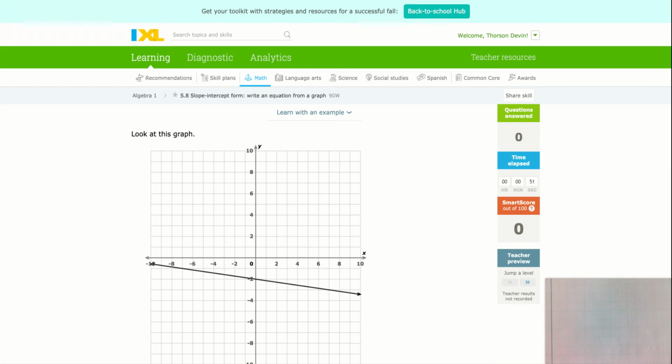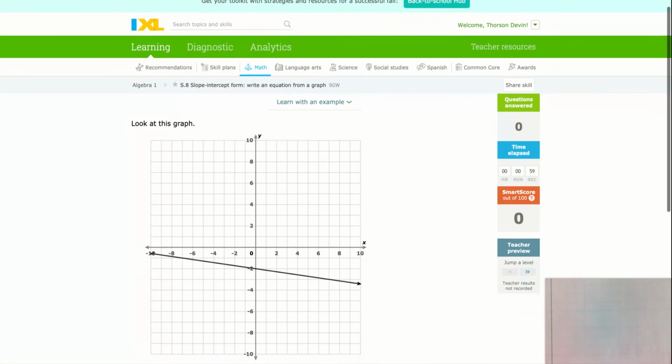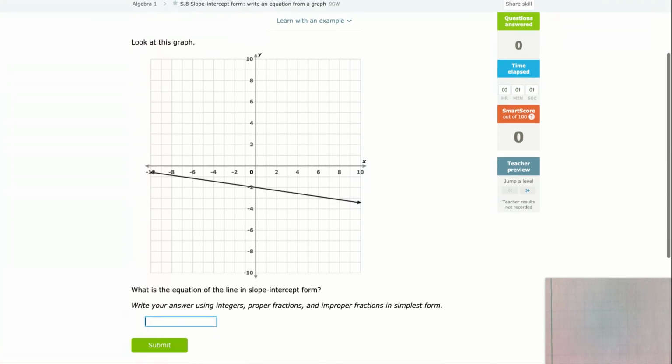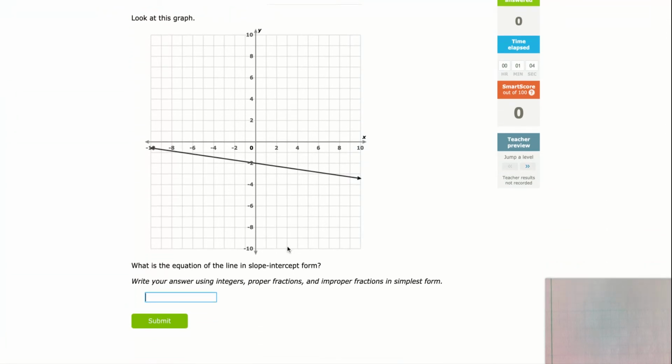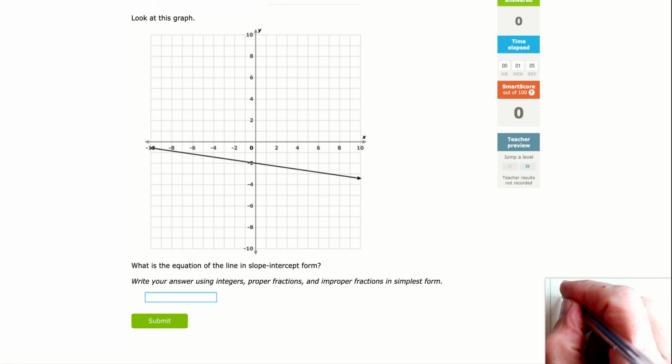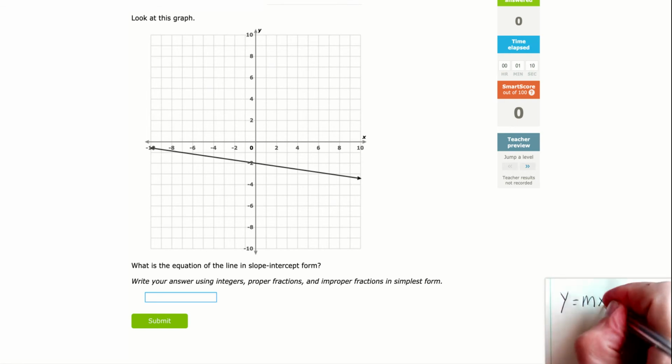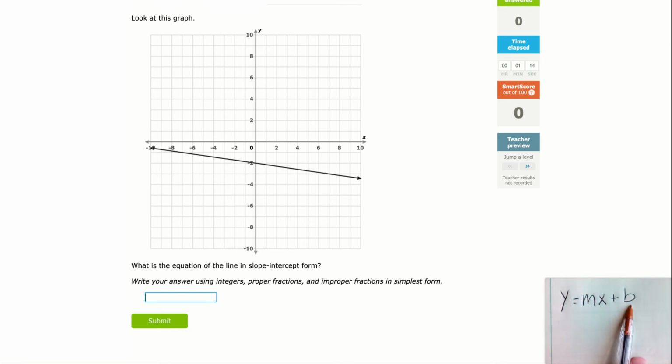Welcome. Today we're going to go the other direction from the last lesson, in the sense that we're going to be given the graph of a linear equation or linear function, and asked to write the equation in slope-intercept form. As a reminder, slope-intercept form has the slope times x plus the b value, which might be minus b if the y-intercept is negative.